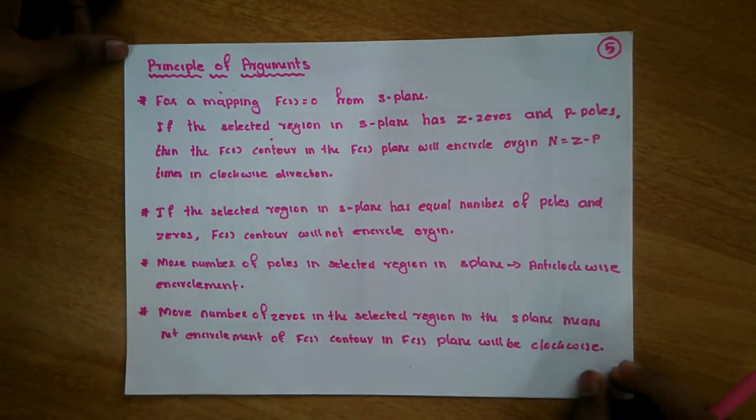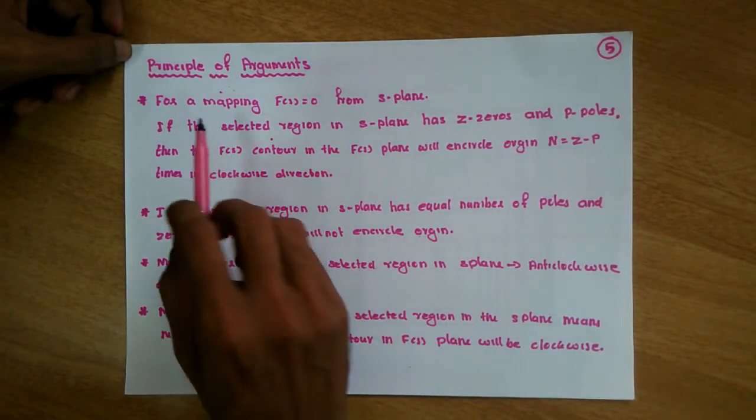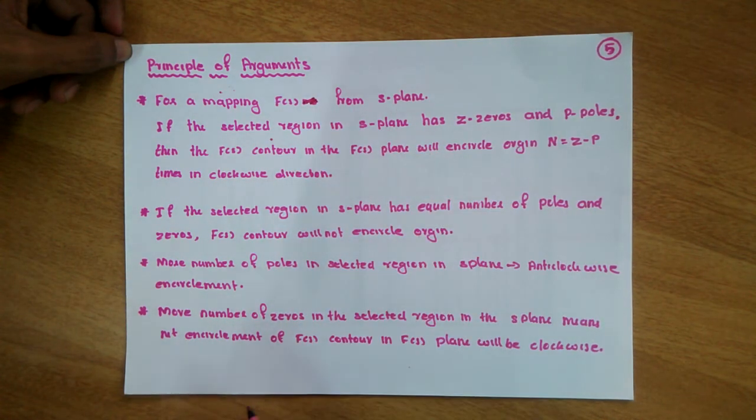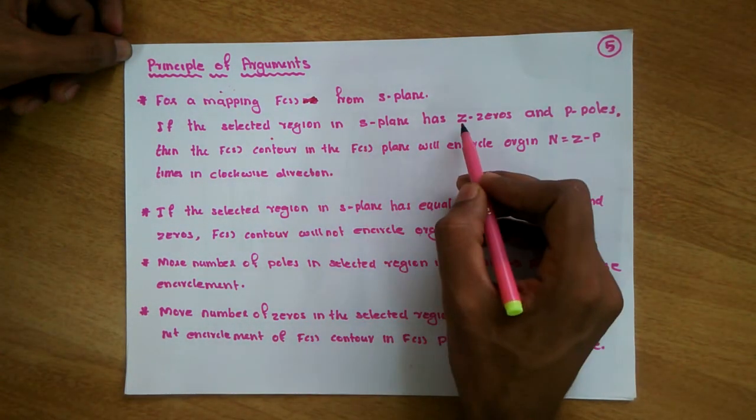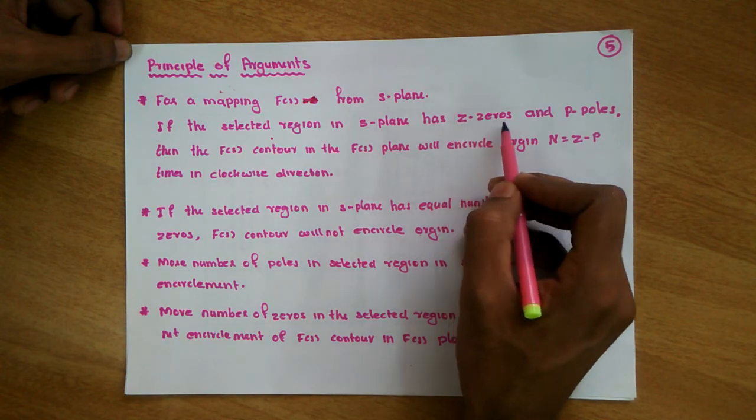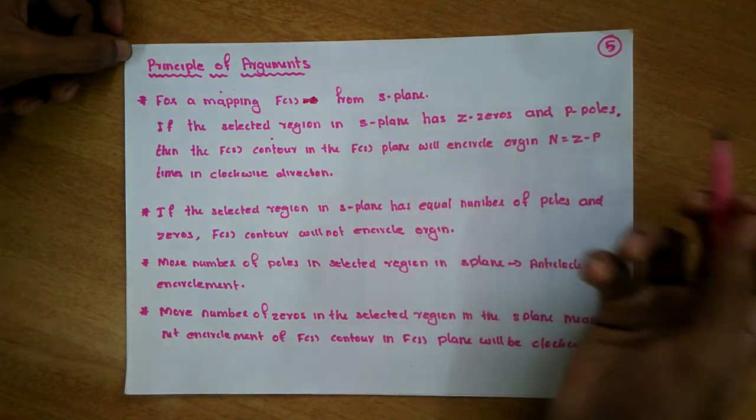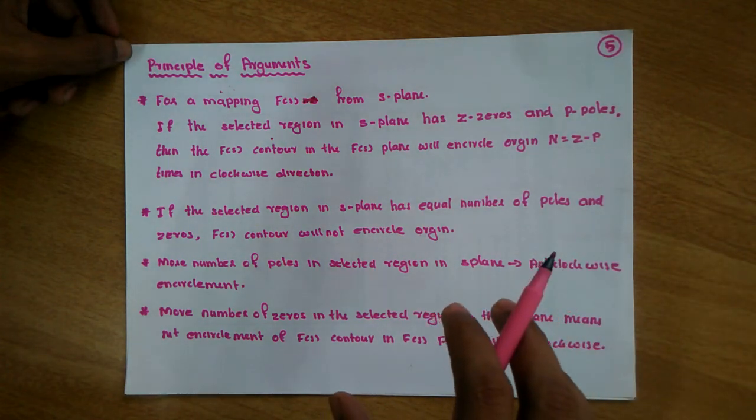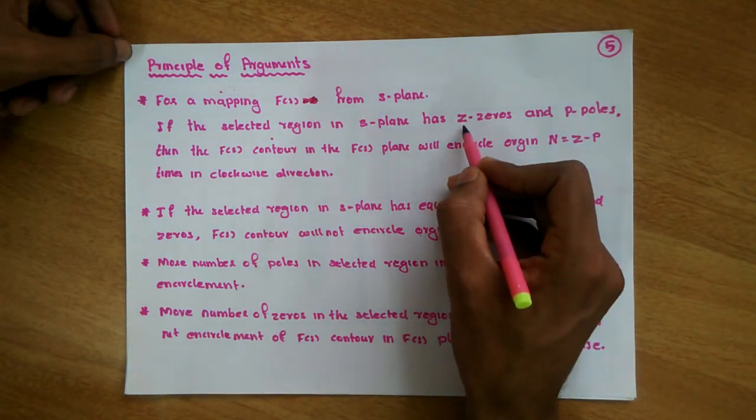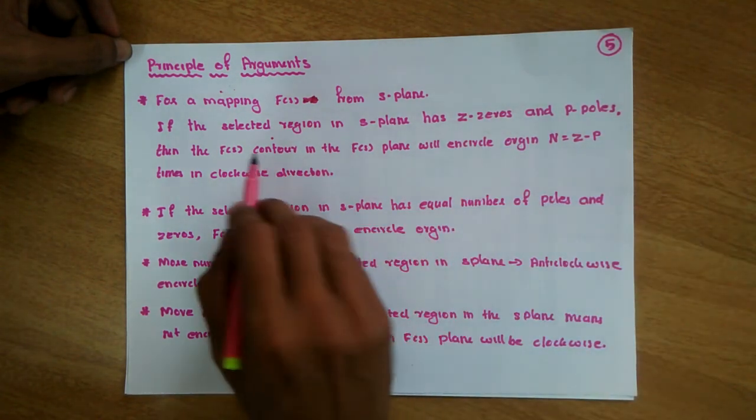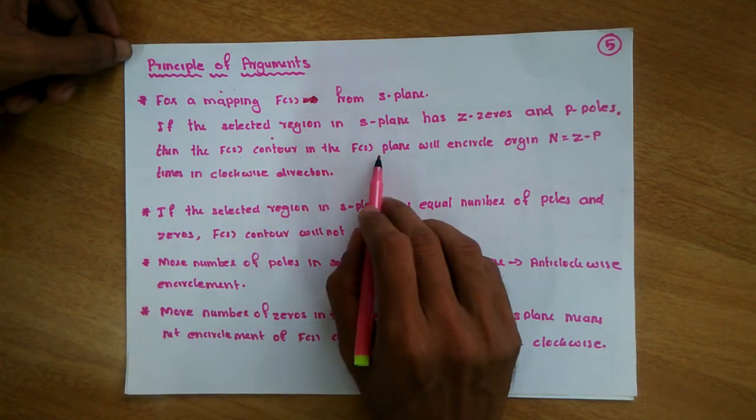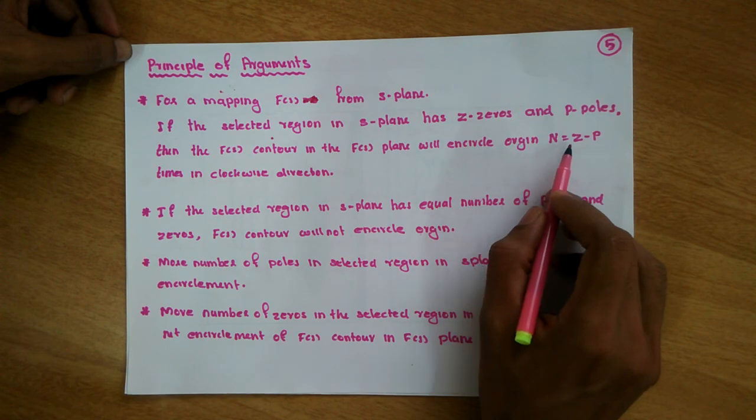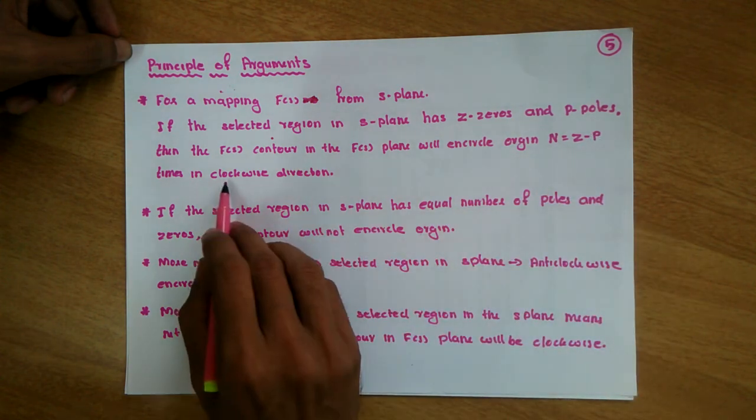These are given by the principle of arguments. For a mapping f of s from the s plane, if the selected region in the s plane has Z zeros and P poles, that is, I am selecting a closed path in the s plane, and if the closed path encloses Z zeros and P poles, then the f of s contour in the f of s plane will encircle the origin N is equal to Z minus P times in clockwise direction.